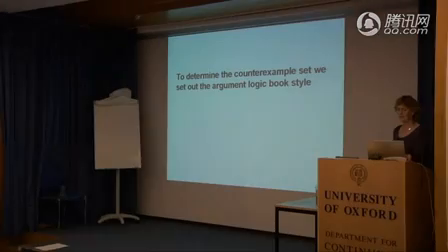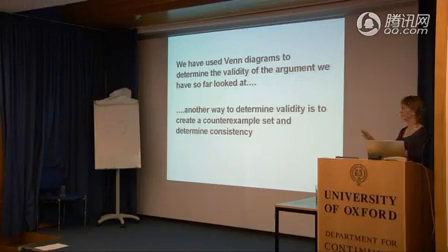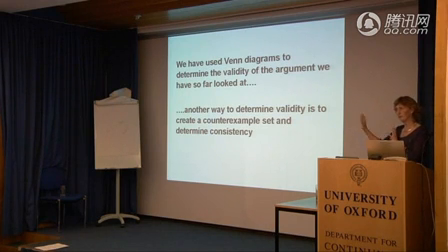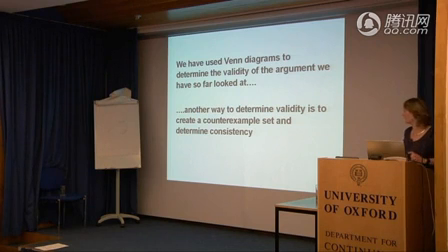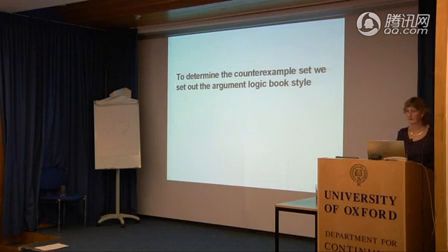Okay, here's another way. We've used Venn diagrams to have a look, but let's have another look. Another way of determining validity is to create a counter-example set and then determine consistency. Let's have a look at what we mean by that. Firstly, to determine the counter-example set, we set out the argument logic book style.